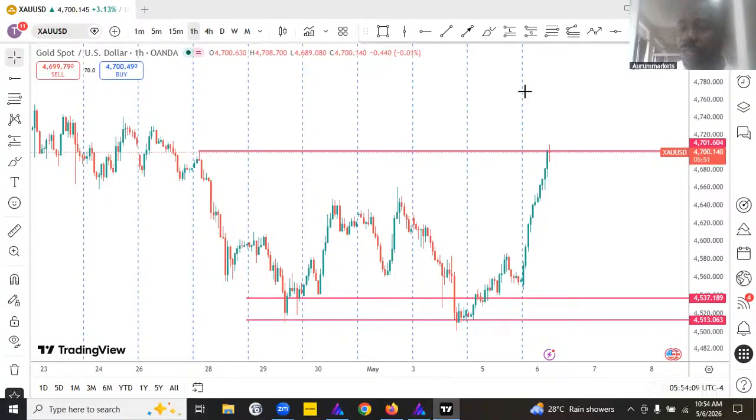Before you execute any trade, the first thing you need to define is the risk. You need to know the dollar amount you would lose on that trade before you execute it. If you can't define the risk, you shouldn't execute the trade.